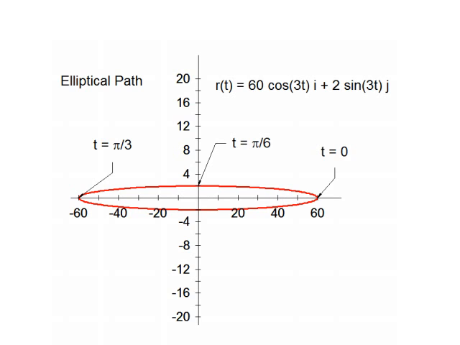So here is the elliptical path. 60 was the alpha, and when t equals 0, we're out here in the i direction. When t is pi over 6, we have to worry about the omega being 3, then we're up here, and we're picking out these points as we go along in t. But you can see the major axis is going from minus 60 to 60, and the minor axis is only going from minus 2 to 2. Now we'll look at the velocity and the acceleration.